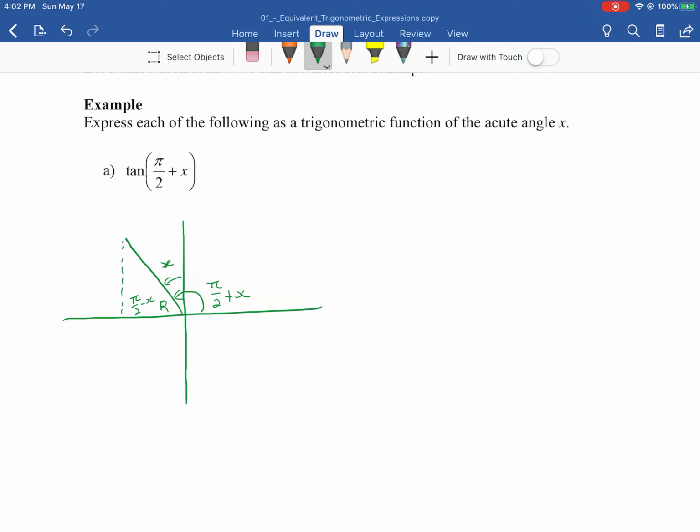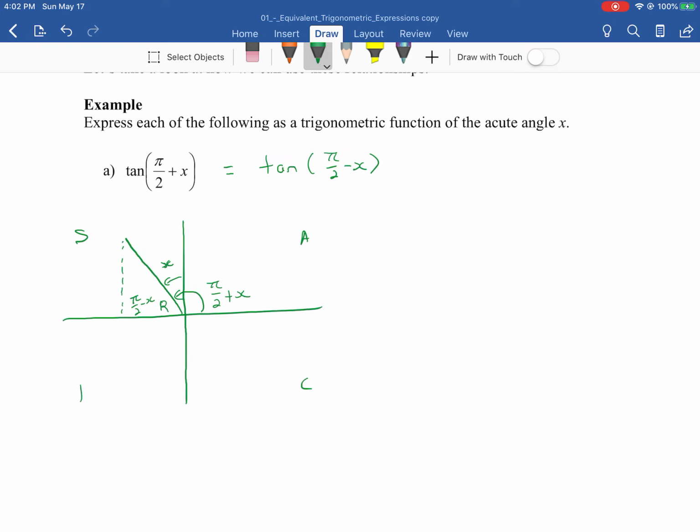But let me first map out what's happened here. Tan of pi over 2 plus x results in a triangle with related acute angle pi over 2 minus x. And your brain's screaming, that didn't help at all. That's just as messy. You've drawn a big diagram to establish something that doesn't help at all. Oh, it helps. Trust me, it helps. Let me just finish the thinking, and then let me show you what I mean.